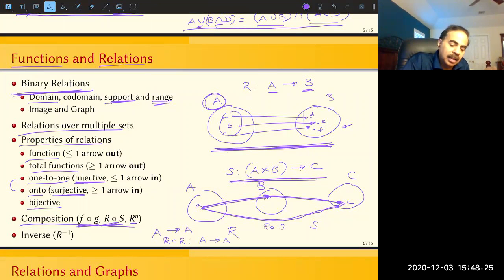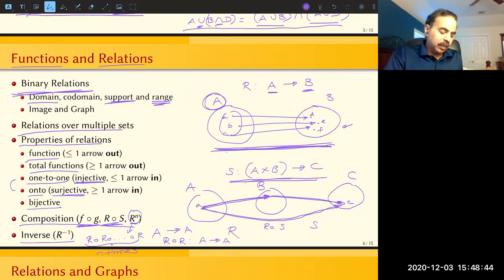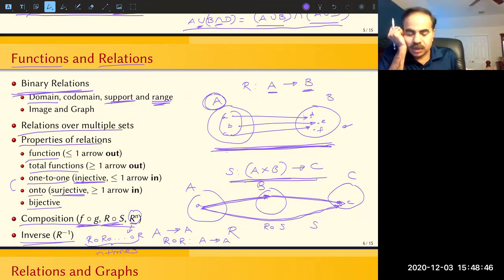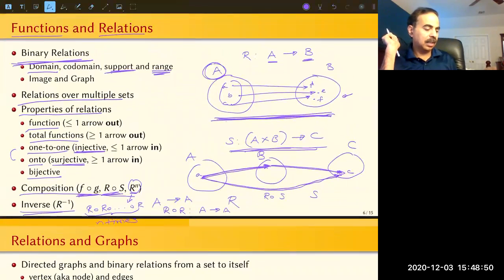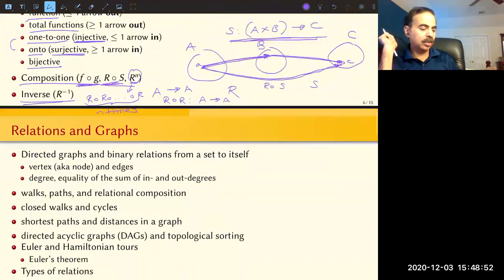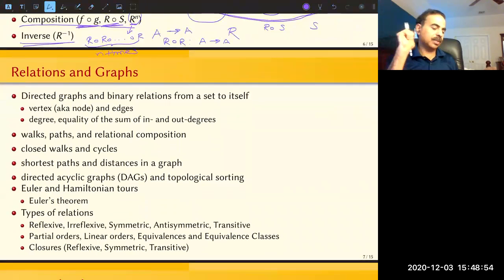And when you compose R with itself n times, then that is what we call R to the power n, right? And finally, we talked about inverse of relationships, right? So that's roughly the set of topics we went through on relations.